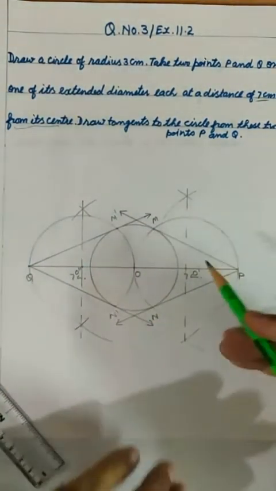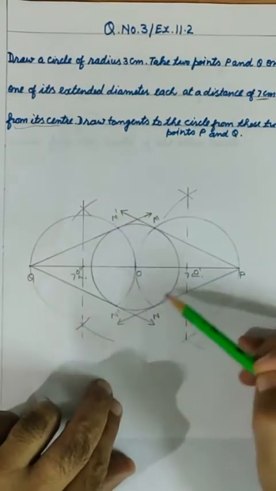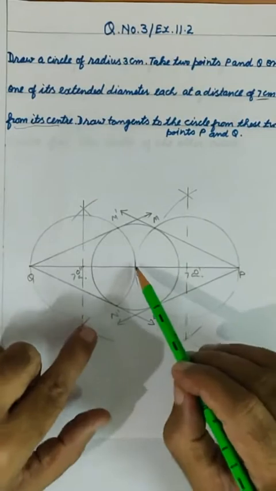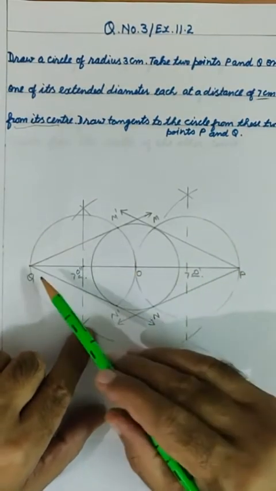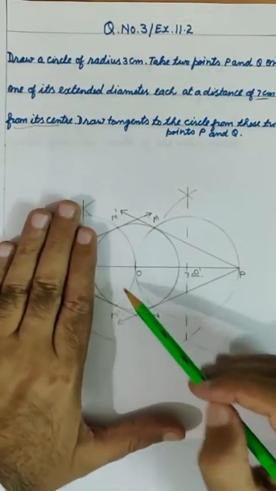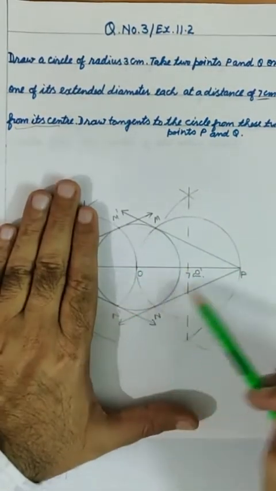I think you are able to understand. This was a circle. Extend the diameters. P and Q are the points which are 7 centimeter away on each side. This we have taken. Then for this circle, you forget this. This is the circle and this is an exterior point.